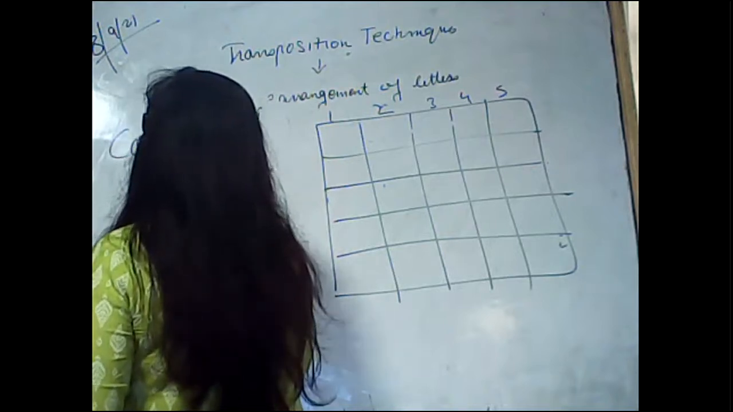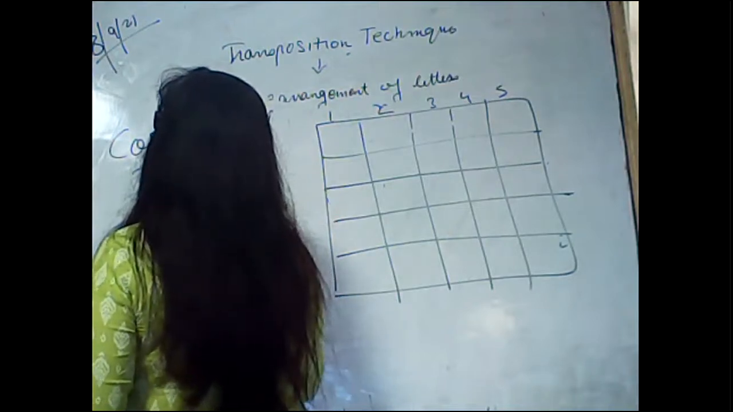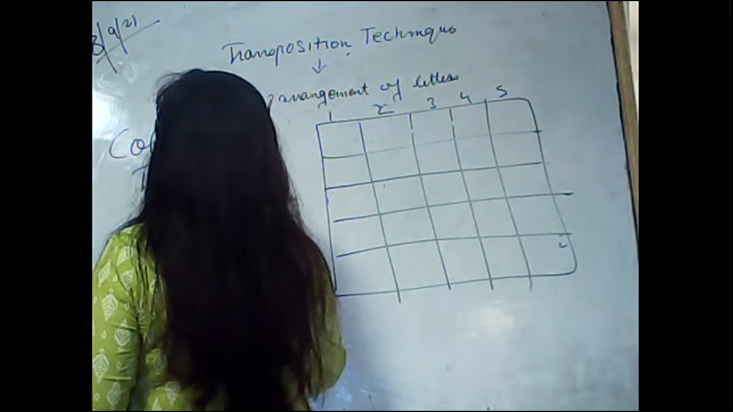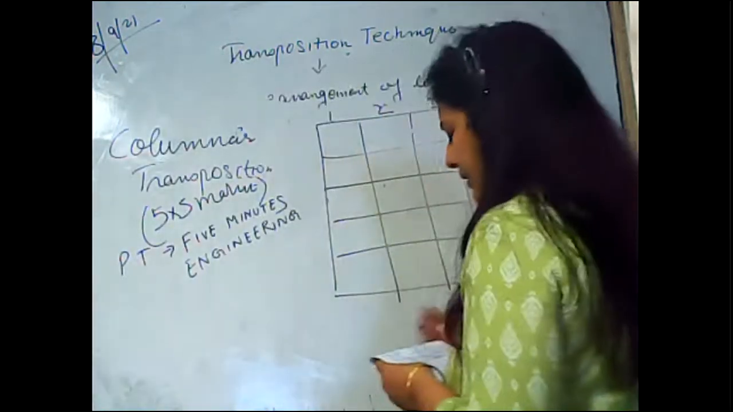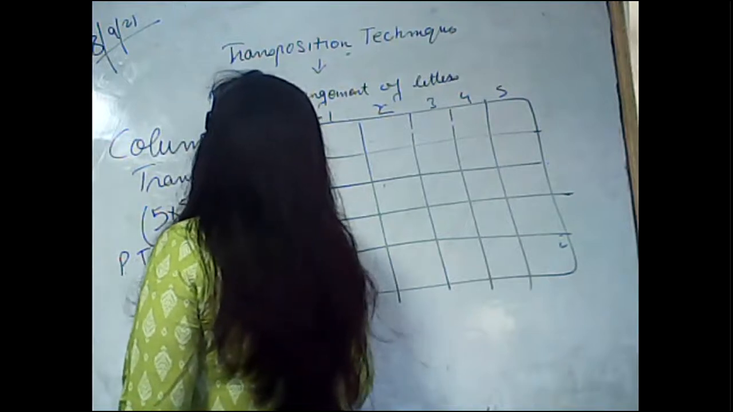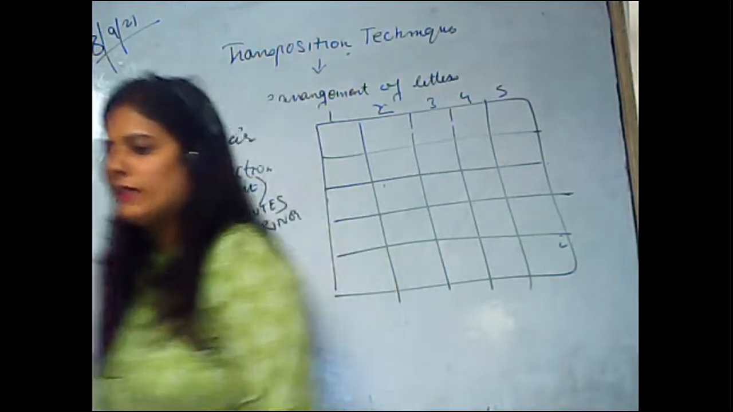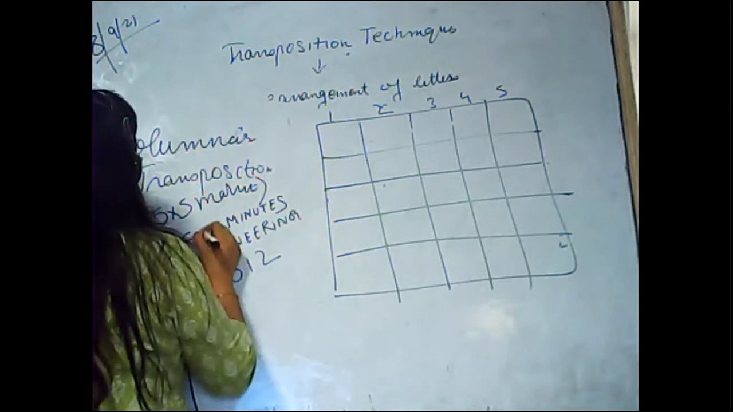Now let's suppose my plain text is 5 minutes engineering. This is my plain text, anything that you can write over here. There will be a key value given to you, that is 4, 3, 5, 1, 2. Let's suppose this is the key value being given to you. Instead of 5, I just write 4.